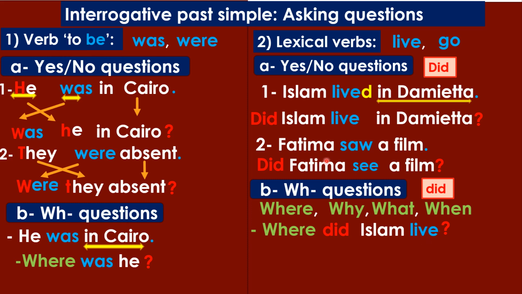Okay, let's ask a question on number two. Fatma saw a film. Okay, خلينا نسأل سؤال بقى على الجملة الثانية. فاطمة شاهدت فيلم. I want to ask about a film. هسأل على كلمة فيلم. يعني هقول ماذا شاهدت فاطمة. Okay, so I'm going to use what. ماذا and did. Okay, and I'm going to have the sentence here. What did Fatma? And I'm going to change saw into see and I'm going to have a question mark.